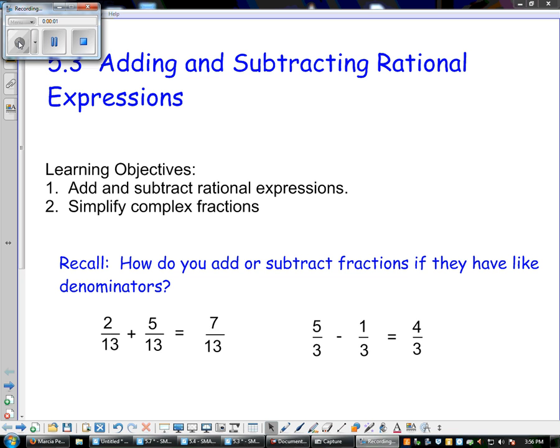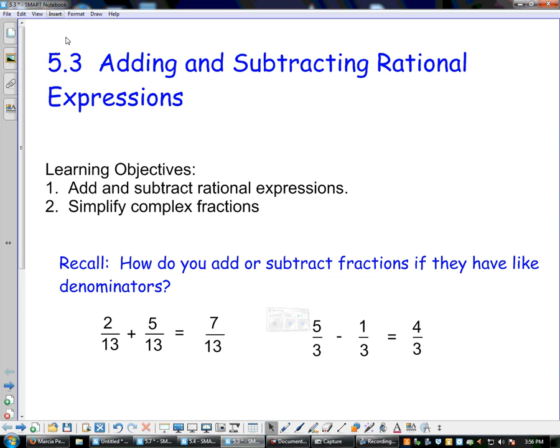Hi everybody, Mrs. Pesic here. And Miss Bella here. And we are looking now at section 5.3, which is adding and subtracting rational expressions.